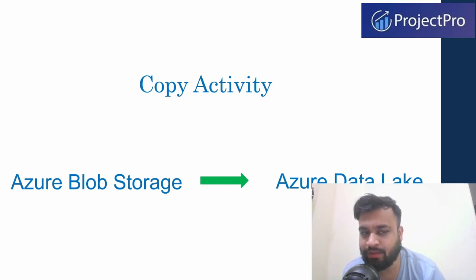Okay, so now we are going to discuss the copy activity. This copy activity will help us copy our population data, population by age data, from the Azure Blob storage to the Azure Data Lake. So let's first understand what data set we are dealing with.